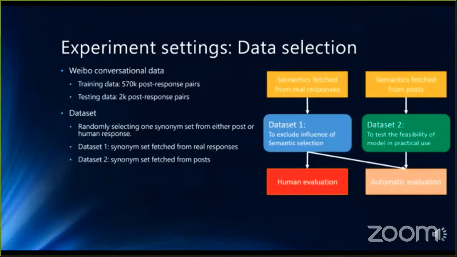The first part used semantics that were randomly fetched from real responses to exclude the influence of semantic selection, and was used in both human and automatic evaluation. The second part uses semantics that were randomly fetched from posts to test the feasibility of the model in a practical scenario, and was used in automatic evaluation.